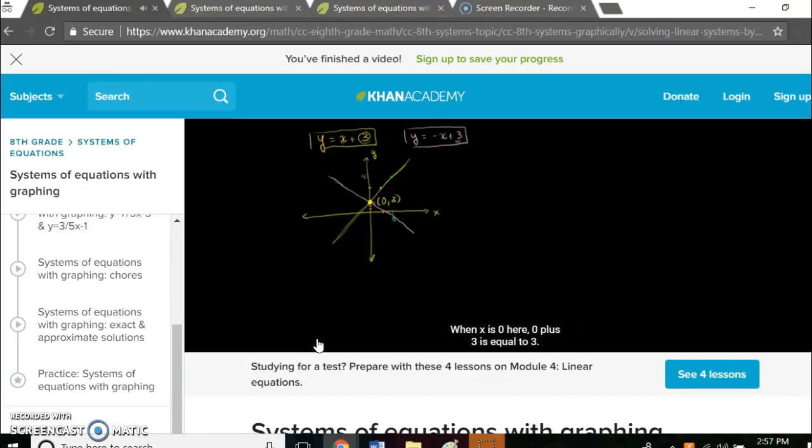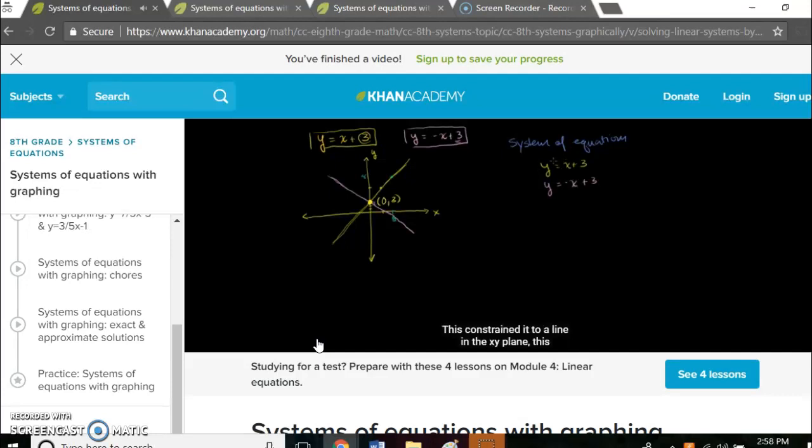When x is 0 here, 0 plus 3 is equal to 3. When x is 0 here, 0 plus 3 is equal to 3. It satisfies both of these equations. So what we just did in a graphical way is solve a system of equations. A system of equations. Let me write that down. System of equations. And all that means is we have several equations, each of them constrain our x's and y's. So in this case, the first one is y is equal to x plus 3, and then the second one is y is equal to negative x plus 3.